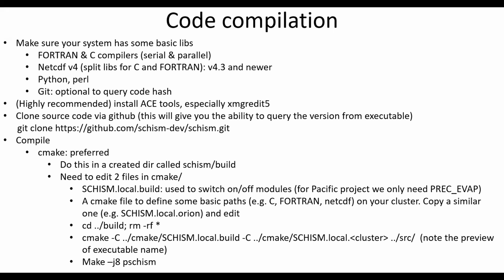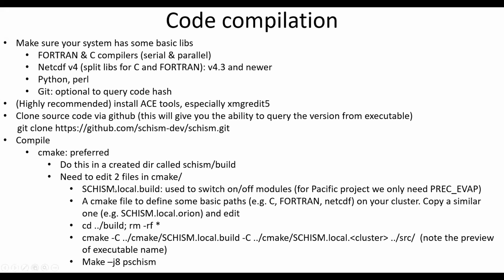So basically inside the CMake, you create a top level directory called build. Okay, and in addition, after you clone the SCHISM source code, you should see a directory called cmake. Inside, you'll find two files that you will need for the CMake process.